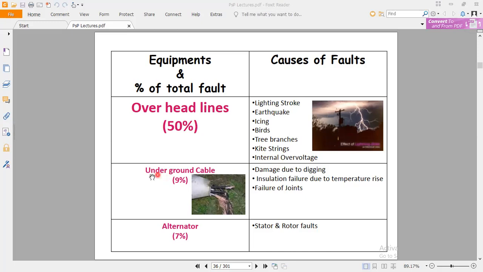After that, the second category is 9%, that is the underground cable. Underground cable fault is a very challenging aspect all over the region, and it is not a simple way to identify where the fault occurs in the underground cable. It is very challenging, but it occurs only occasionally, sometimes.